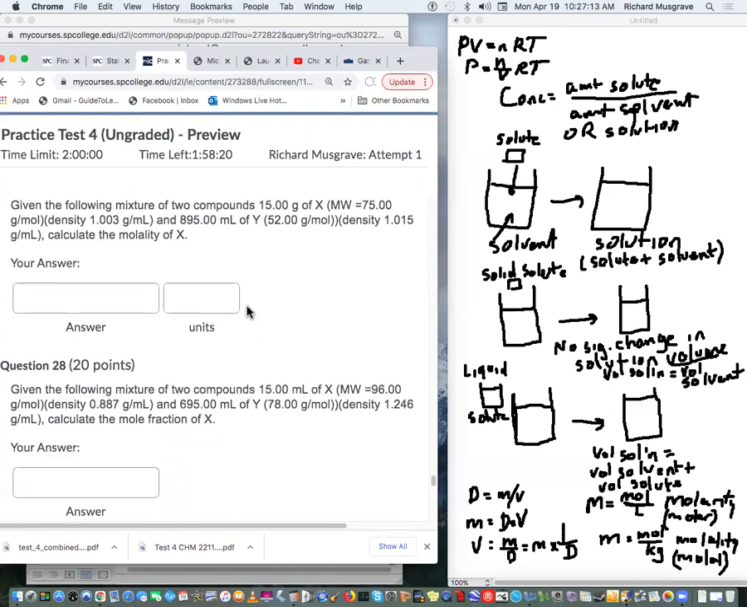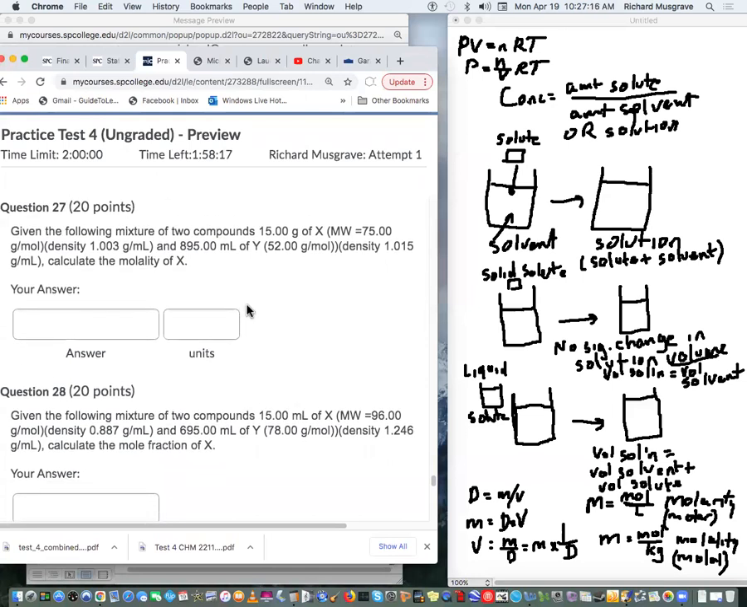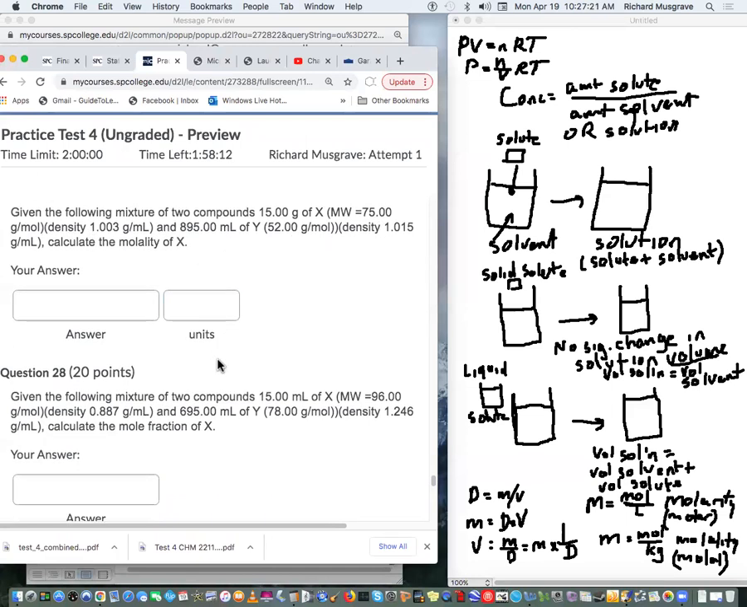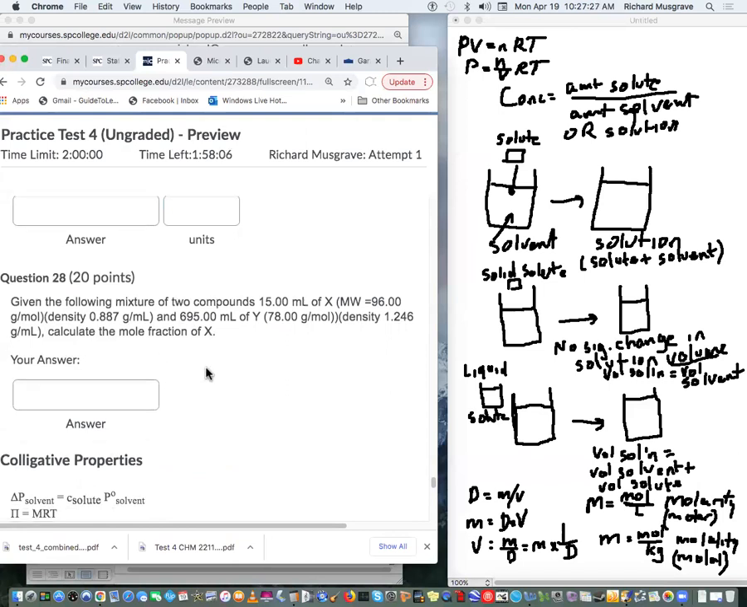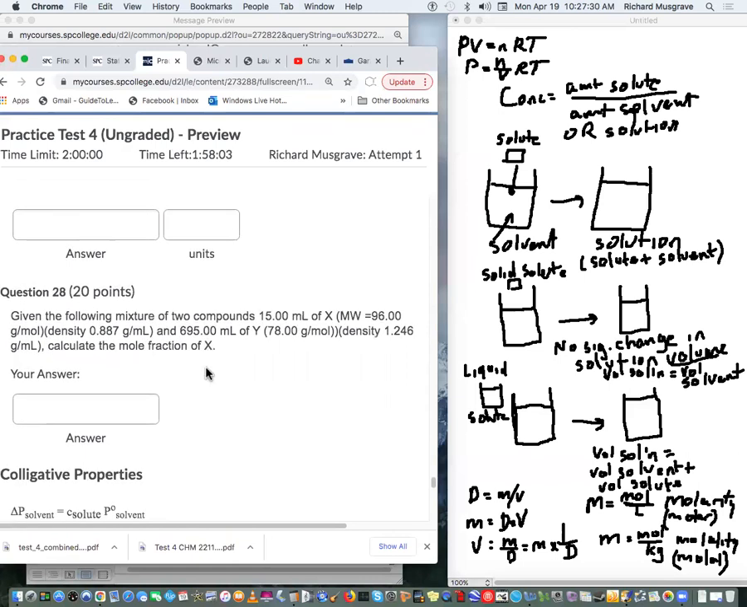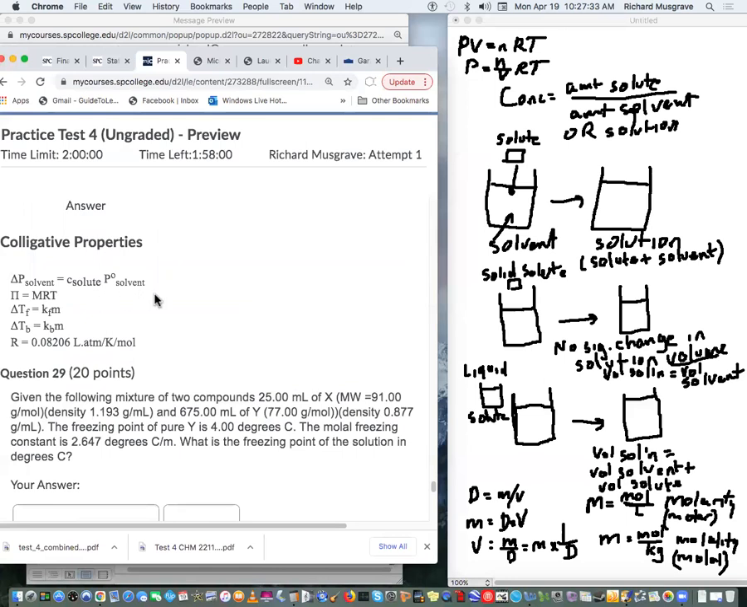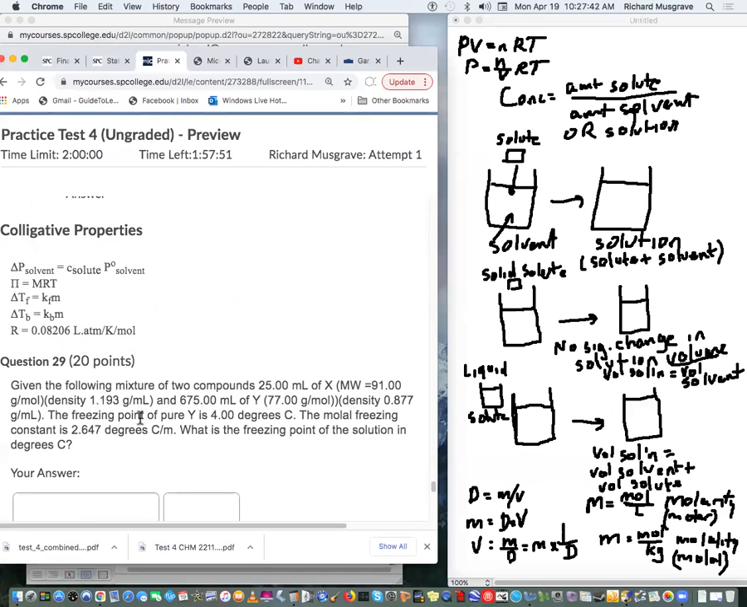Okay, the next one is molality. So you're expected to find the molality of this solute. And the next one is mole fraction, but again, it's mole fraction of just the solute here. The colligative properties, you're given all of these formulas here to help you out, along with the R value. Now, these don't include the Van't Hoff factor because none of these split into more than one particle. They're single particle species. They're not ionic, so we don't have to worry about the Van't Hoff factor here for any of these.